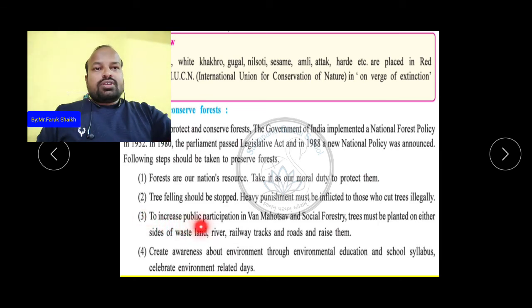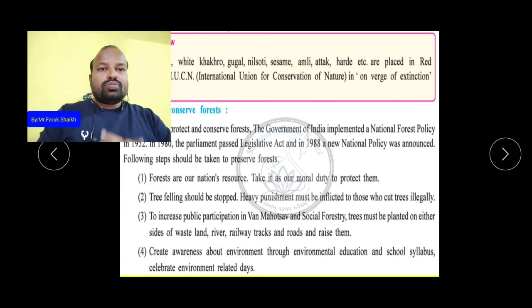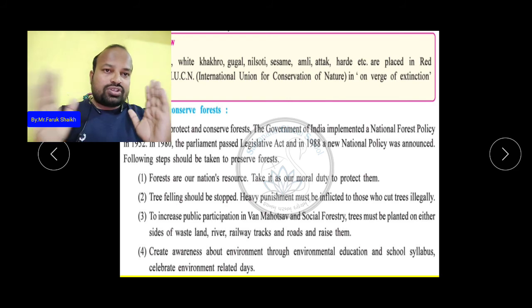To increase public participation in Van Mahotsav and social forestries, trees must be planted on either side of the wasteland, river, railway track and roads and raise them. So we also have to participate for public awareness in the Van Mahotsav, in the social forestries, and trees must be planted on either side of the wasteland. That is, on land which is not useful, we can also grow trees, on the sides of the rivers.